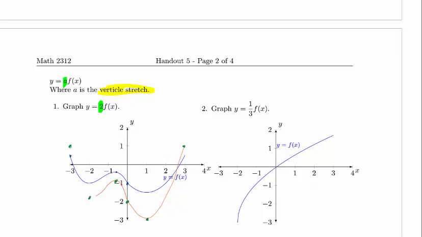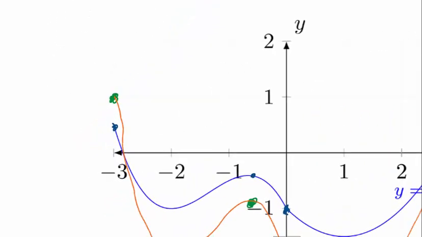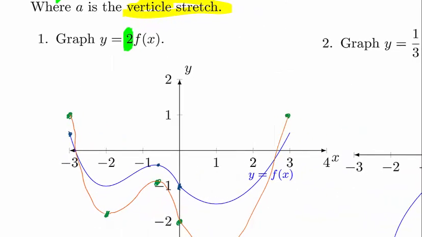So note how it's just getting stretched out, and I want to bring your attention to this point here. Note that they both go through the x-axis at the same point. Why is that? Well, what is 0 times 2? That's right, it's 0. And so that's why they both share the same point right there.